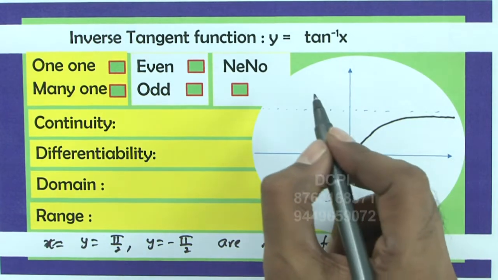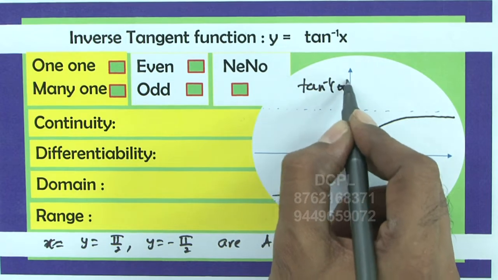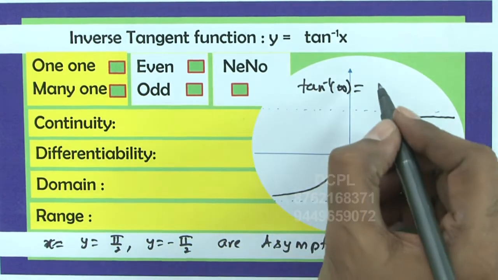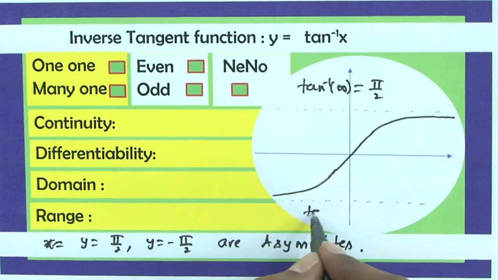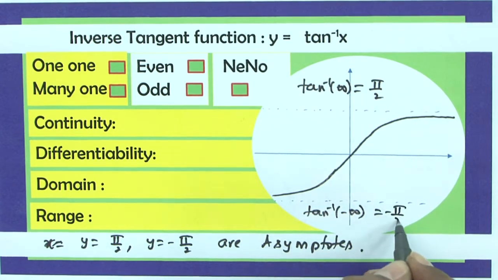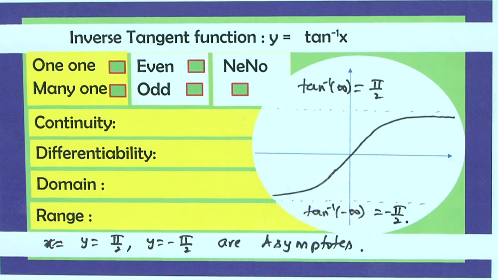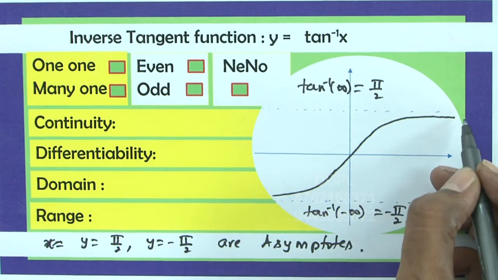Therefore, what we can say is tan inverse of plus infinity is equal to pi by 2. Tan inverse of minus infinity is minus pi by 2. Actually, we should write not defined, but by looking at the graph, we can use these two words, of course, under restrictions. If you observe carefully, the graph exists from minus infinity up to plus infinity.